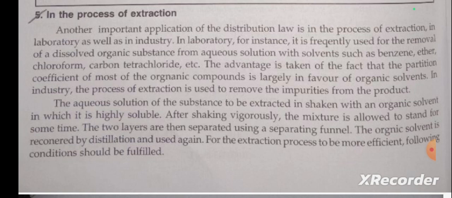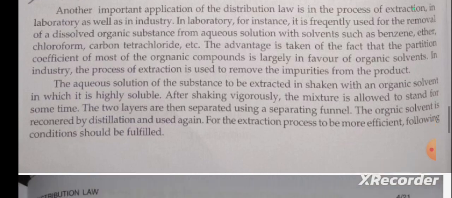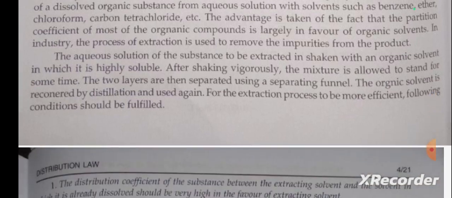In industry, the process of extraction is used to remove impurities from the product. The aqueous solution of the substance to be extracted is shaken with an organic solvent in which it is highly soluble. After shaking vigorously, the mixture is allowed to stand for some time. The two layers are then separated using a separating funnel. The organic solvent is recovered by distillation and used again.